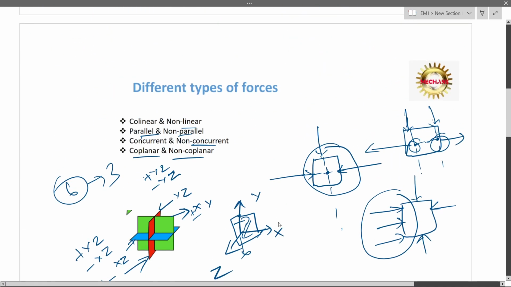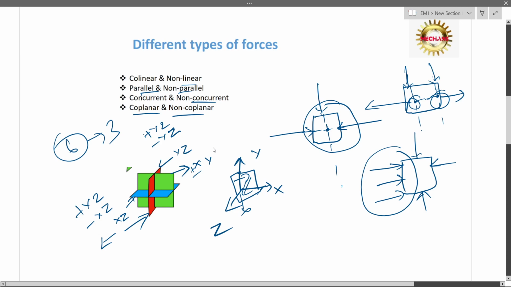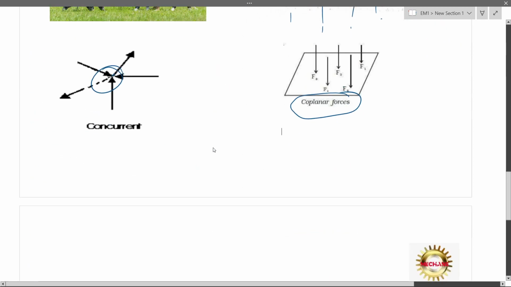So this is all about types of forces. We have 8 different types based on how force acts on a body, mainly the direction of the force. So that's it in this video.